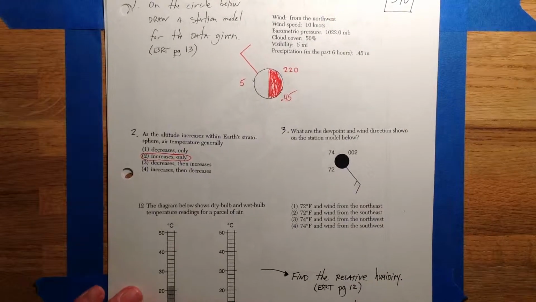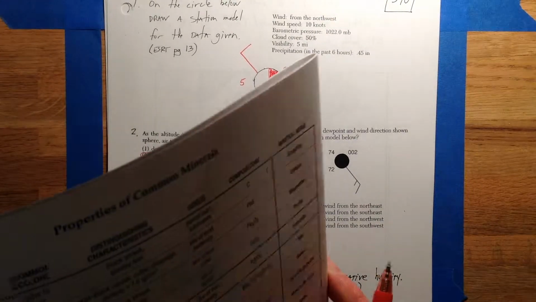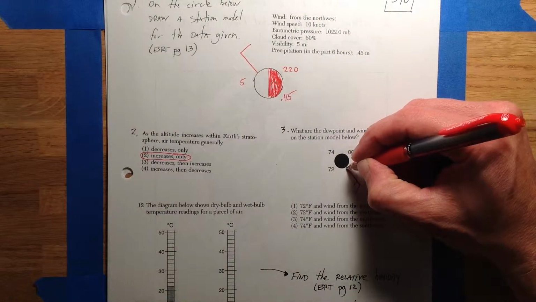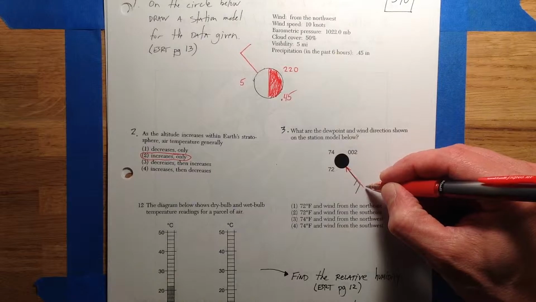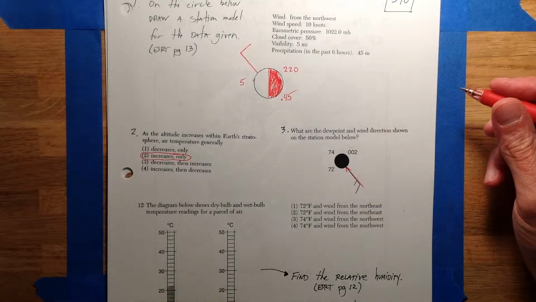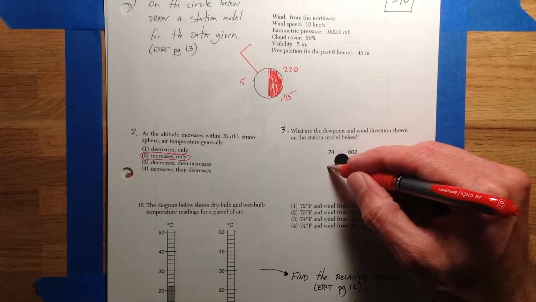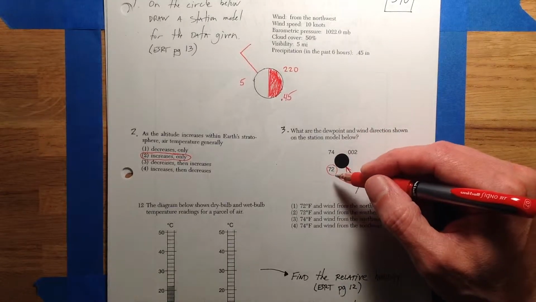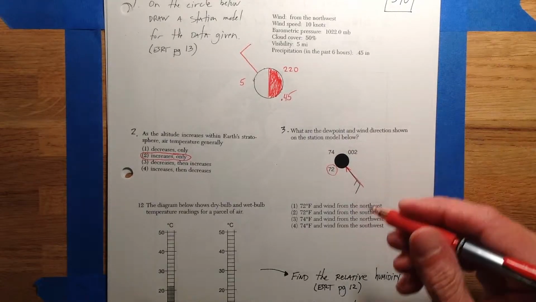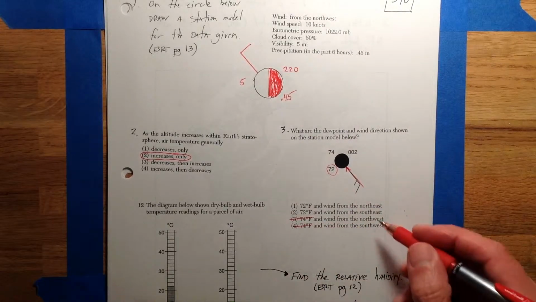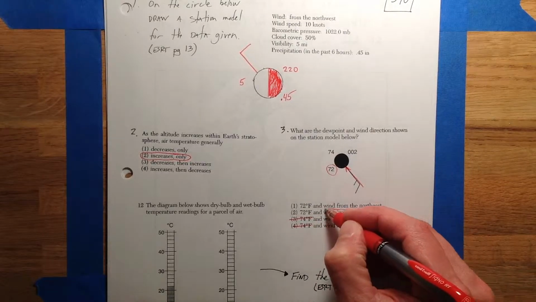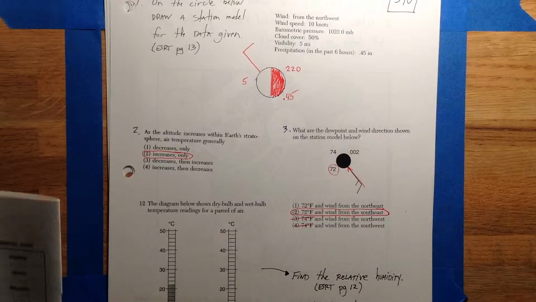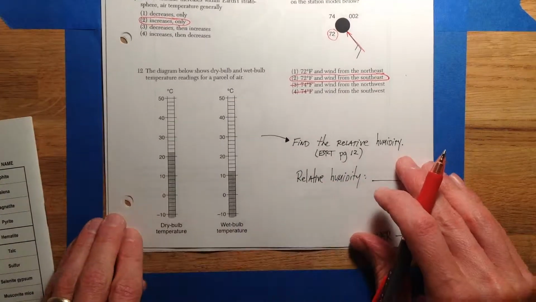Okay. 3. What are the dew point and wind directions shown on the station model below? You use that reference table, page 13, as a guide. You have to know the wind blows like this towards the center, so it's going to be from the southeast. Okay. And what is the dew point? You got to realize that it's that one right there. If you look it up in the reference table, page 13, it should be 72 degrees Fahrenheit and from the southeast. So I can cross out this one, and so this should be choice 2.